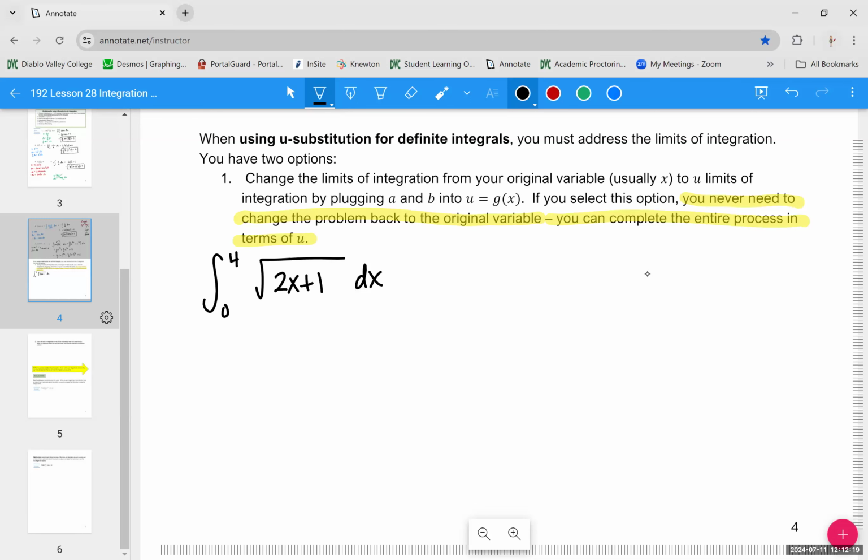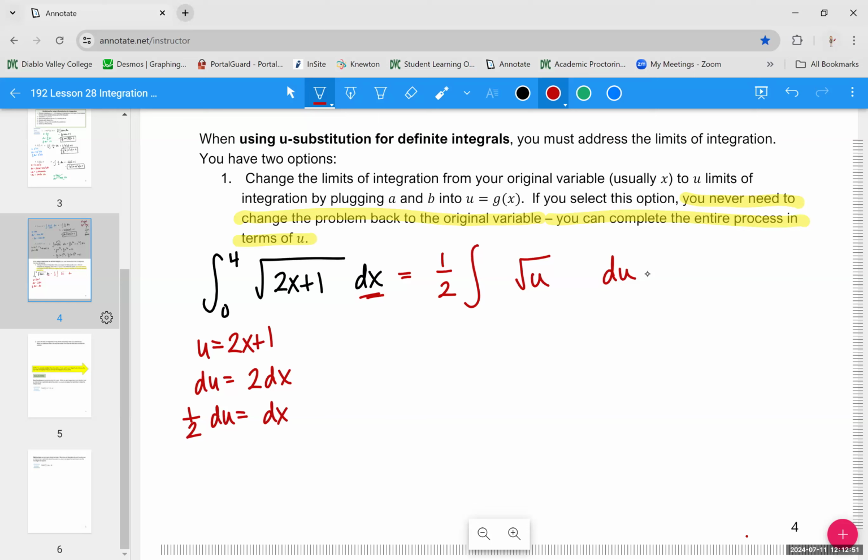Okay, so we're going to do the integral from 0 to 4 of the square root of 2x plus 1 dx. It looks like a good candidate for my u would be that 2x plus 1. My du would give me 2 dx. I don't need the 2, so I'm going to move that over. So starting my process of substitution, I'm going to have 1/2 du to account for my dx. I'm going to have the square root of u, or u to the 1/2. But now I need to address the 0 and the 4.